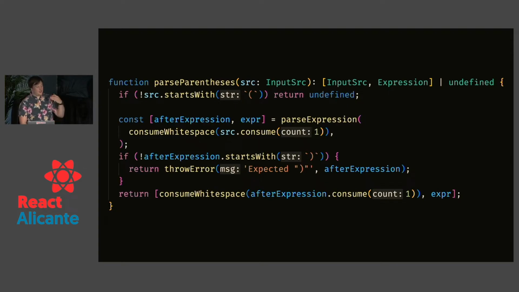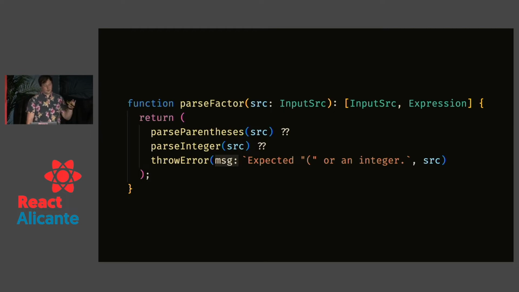We'll then check that the remaining text starts with a closed parenthesis, and if it doesn't, we can throw a nice error message saying, hey, we expected to find a closed parenthesis here and we didn't find it. Assuming it did start with a closed parenthesis, we then simply consume that closed parenthesis and any white space and return the expression that we managed to parse. Now we've got these two functions, one for parsing parentheses and one for parsing integers, and these are our two lowest level, smallest items that can appear within a mathematical expression. So we'll combine those together into a function that I've called parse factor. We know that we're expecting one of those two things.